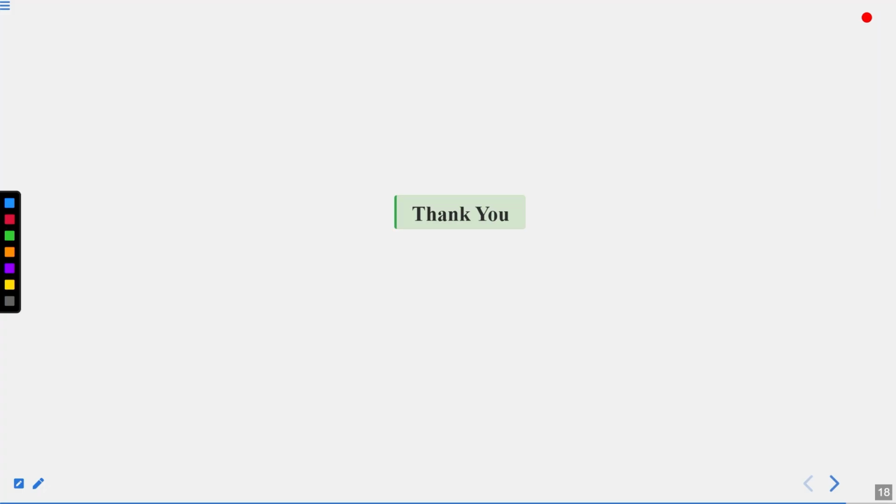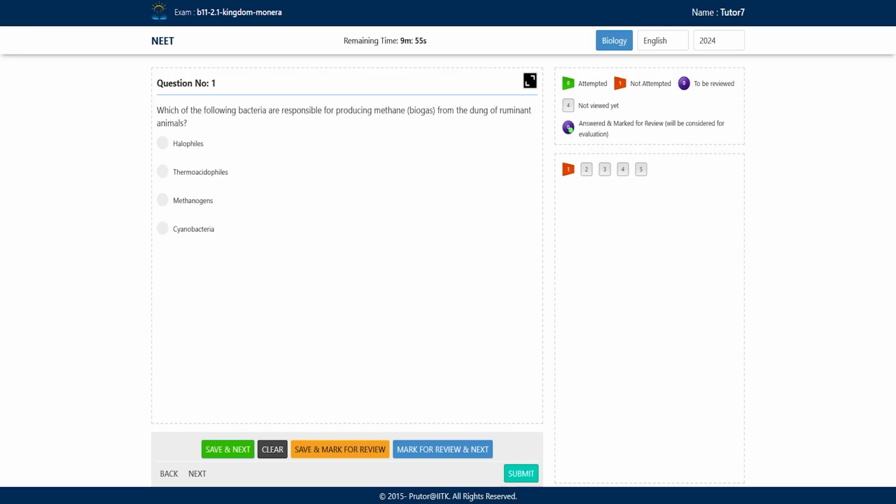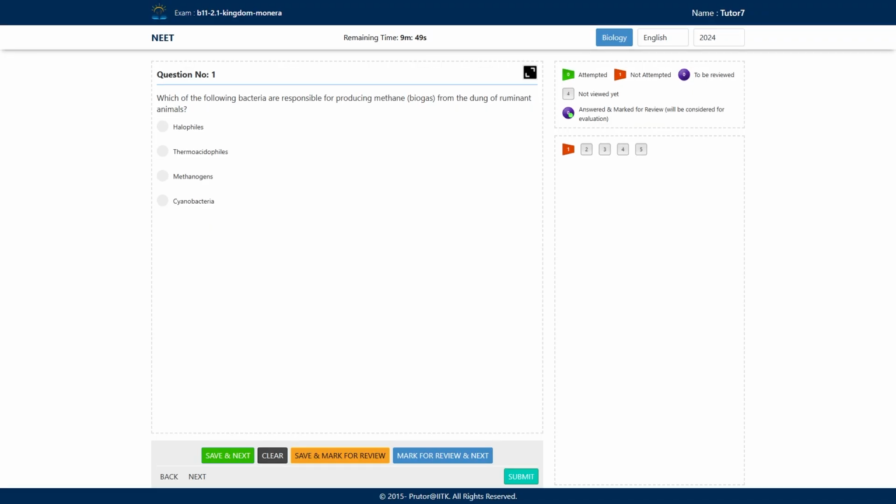Let's start with the DPP of this chapter. This is the DPP that we are going to discuss now. Let's start with the first question. Which of the following bacteria is responsible for producing methane, which is a major component of the biogas from the dung of the ruminant animals? Which bacteria have the capability to produce methane from the dung of ruminant animals? The options are halophiles, thermoacidophiles, methanogens, and cyanobacteria.